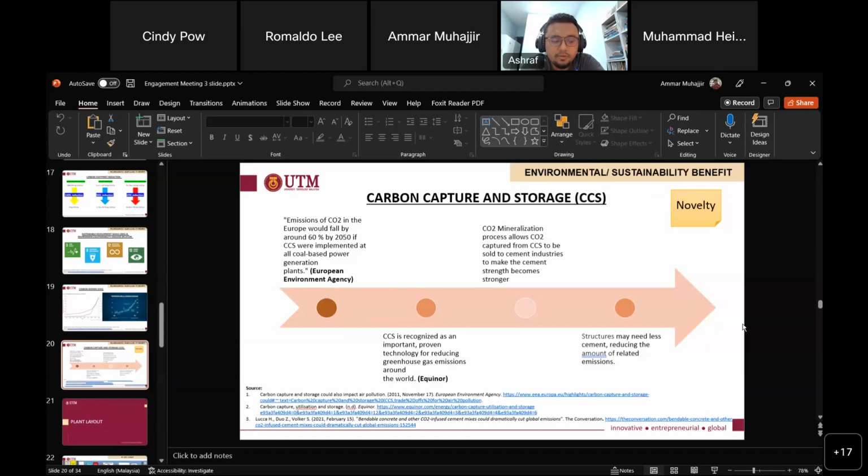Sebab as of to date, Malaysia target at least 30% carbon reduction by 2030, and then by 2030 probably they will impose the carbon tax. Tu pun belum confirm lagi. So you can say lah, this CCS is part of your sustainable initiative.